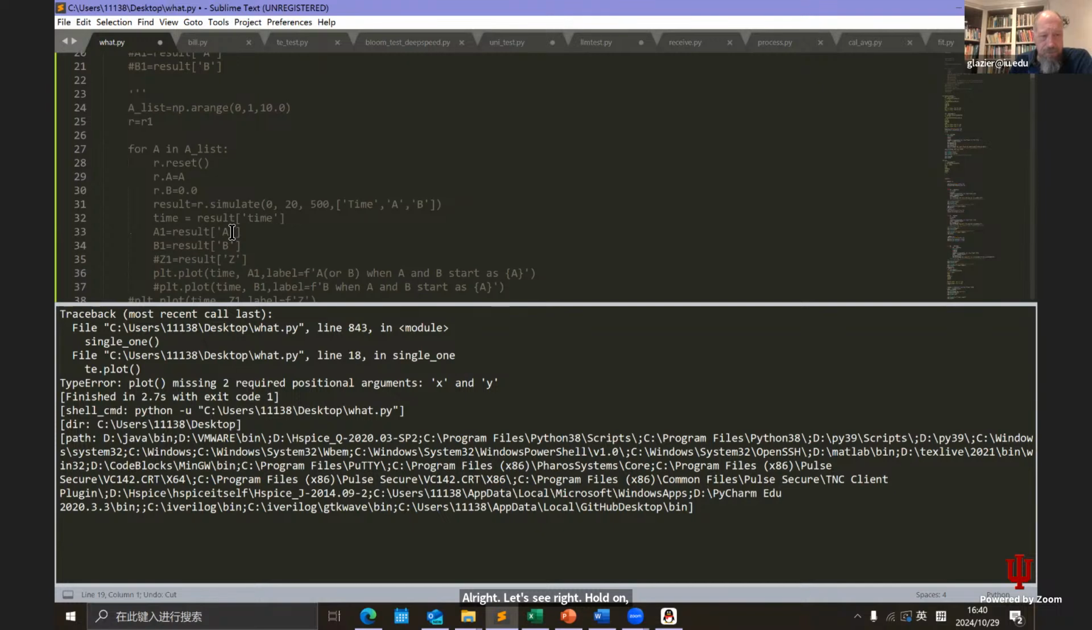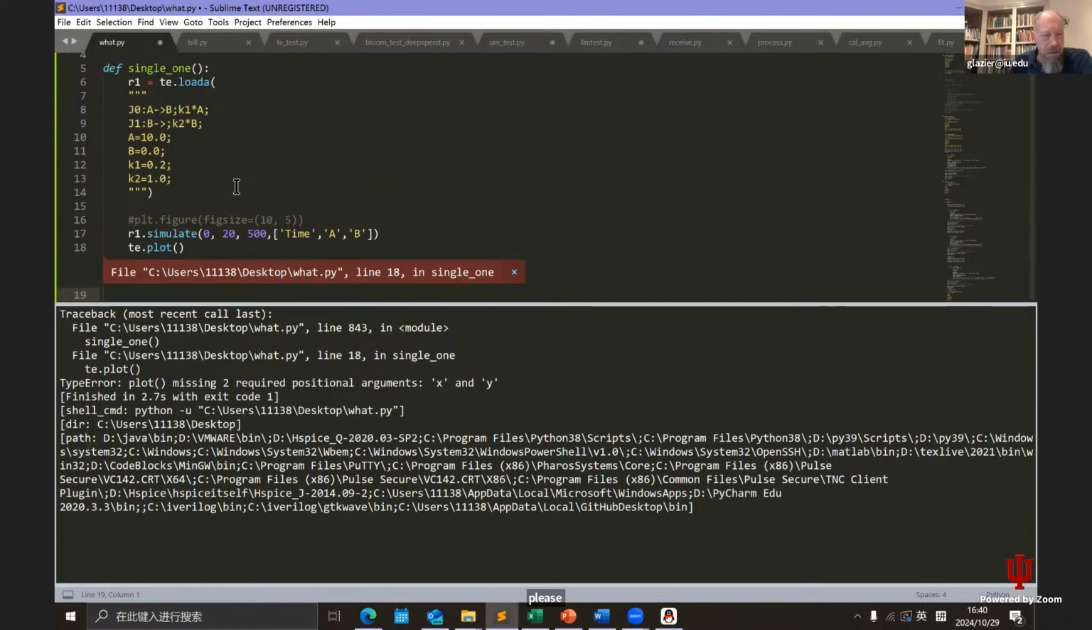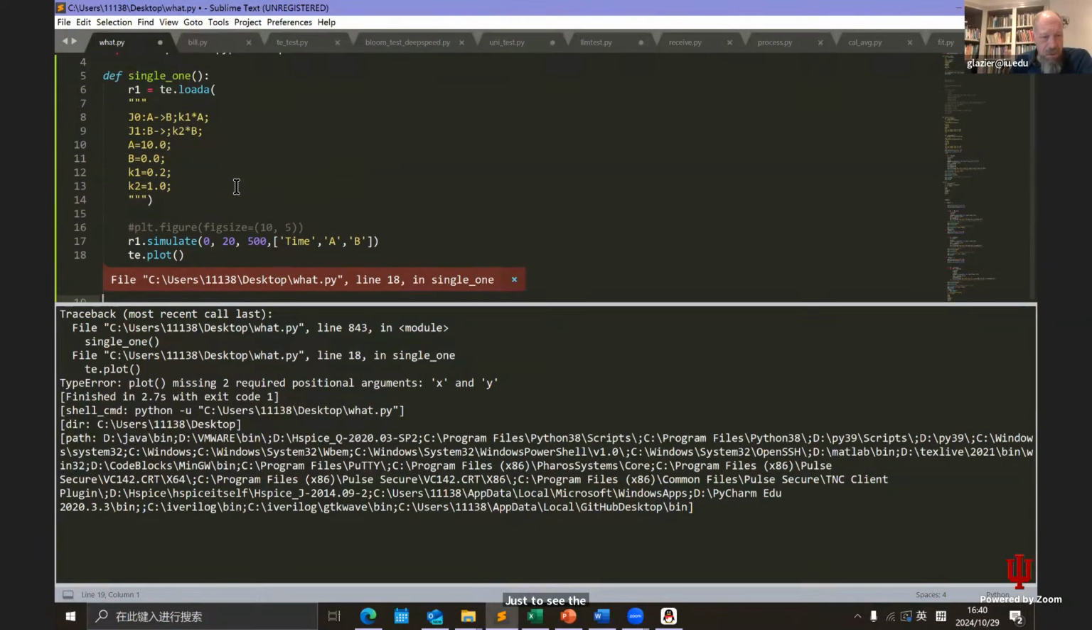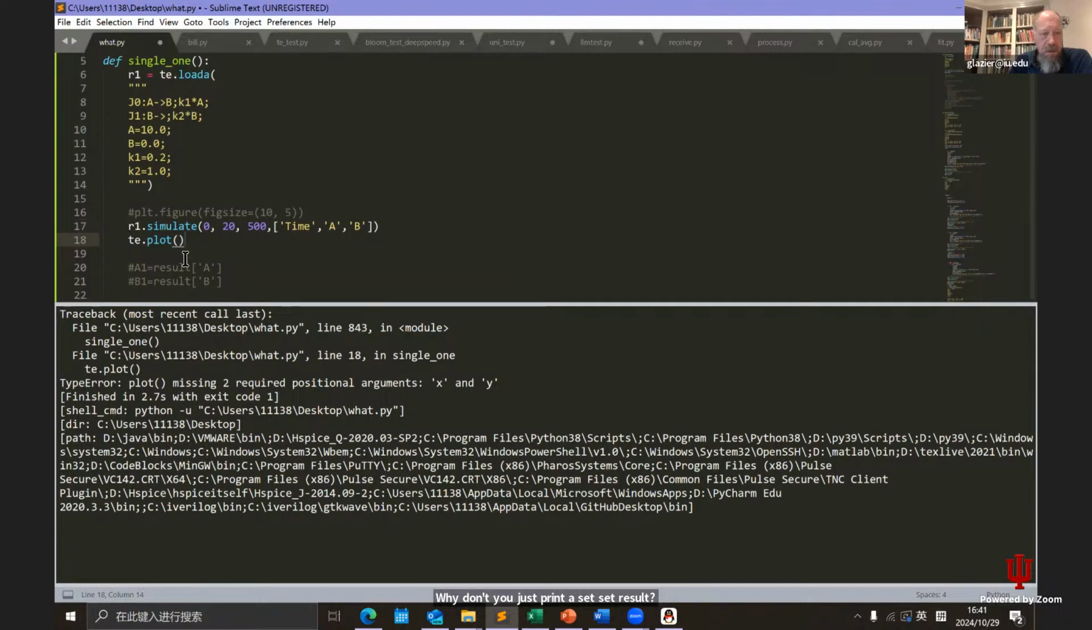Can you scroll up, please? Scroll up, just to see the beginning. The single t dot r load A, fine. A goes to B, B goes to A. Okay, that looks okay. Simulate. Why don't you just print, set result equals r1 dot simulate, and then let's just look at it. I don't understand why it's giving that error.